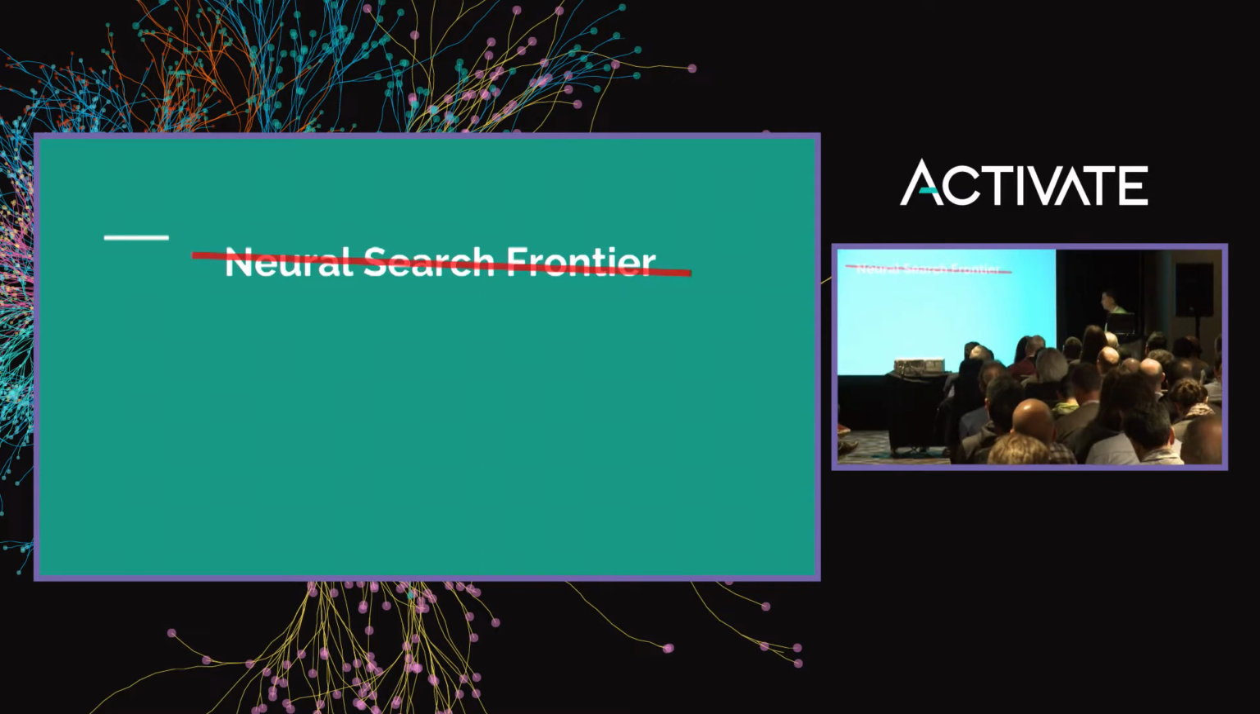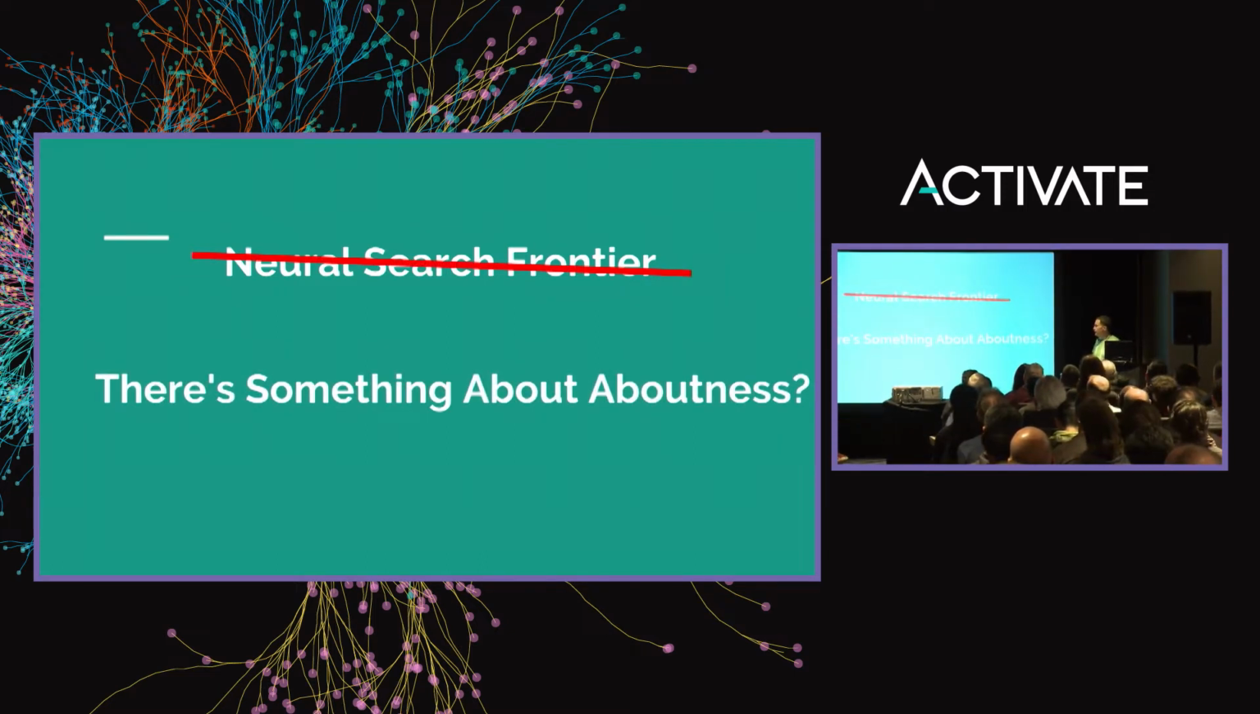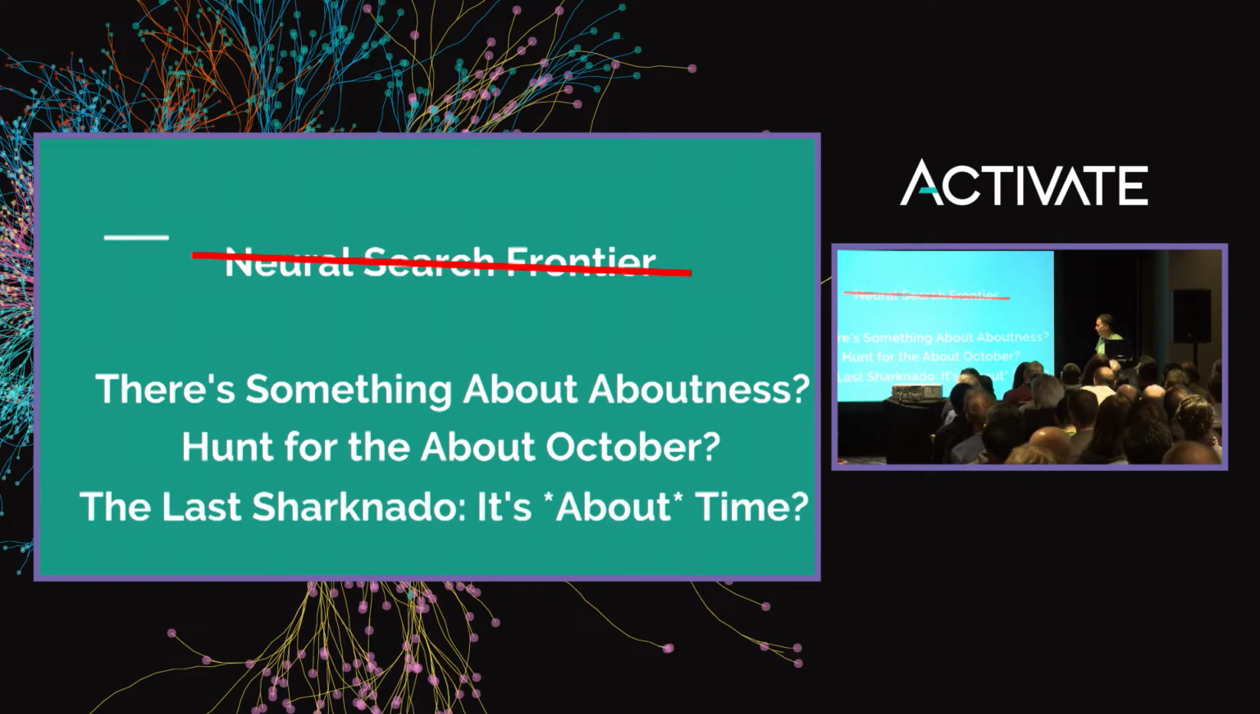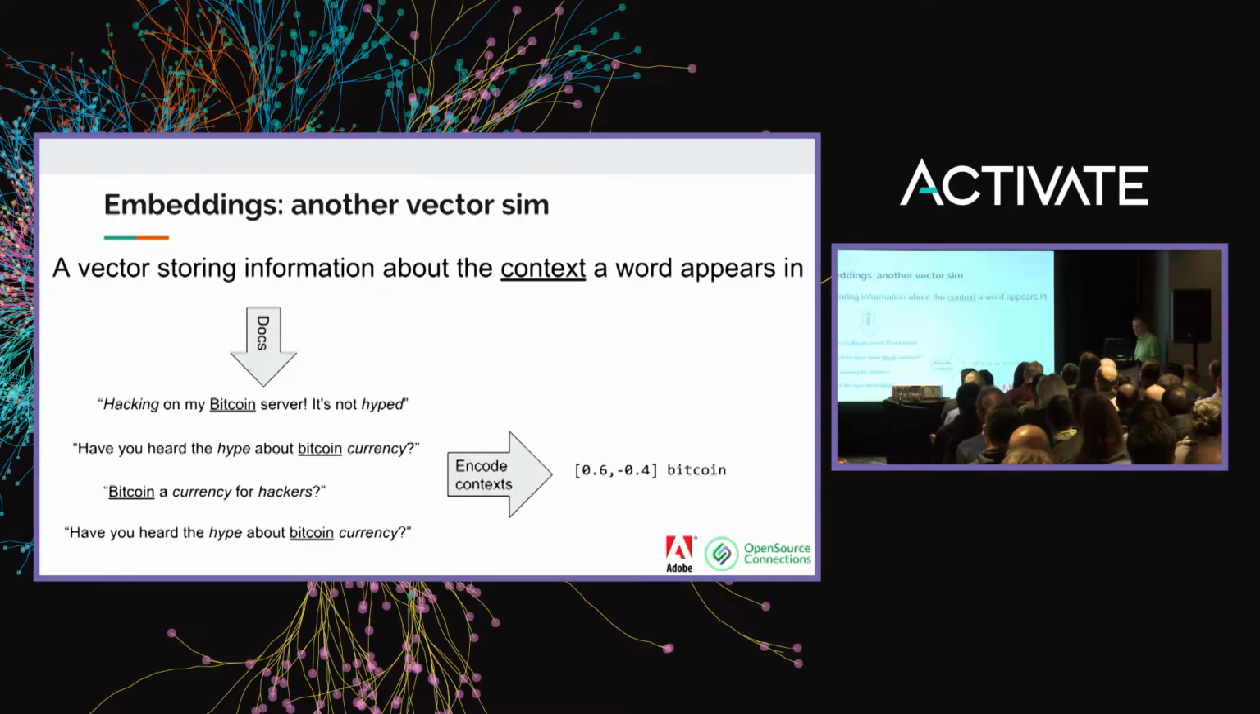So this is actually not the title of the talk. I'm going to rename this talk to There's Something About Aboutness, or maybe The Hunt for Red October, or this one I didn't have to change the title at all, The Last Sharknado, It's About Time. So that's the talk you're about to see.